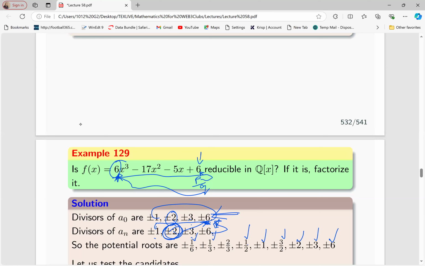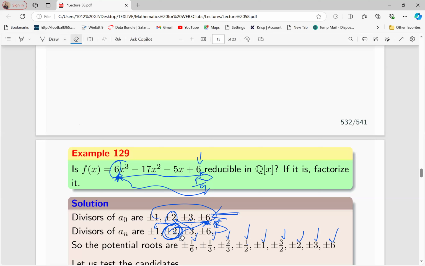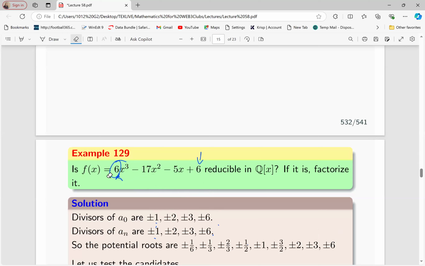What about 3? I had skipped 3. 3 into all of those, plus or minus a third, which you already have. Then 3 into 2 will be plus or minus 2 out of 3, and so on. So these are the potential roots. We want now to check which of them are the exact roots, because these are just potential roots. We cannot get roots outside this.